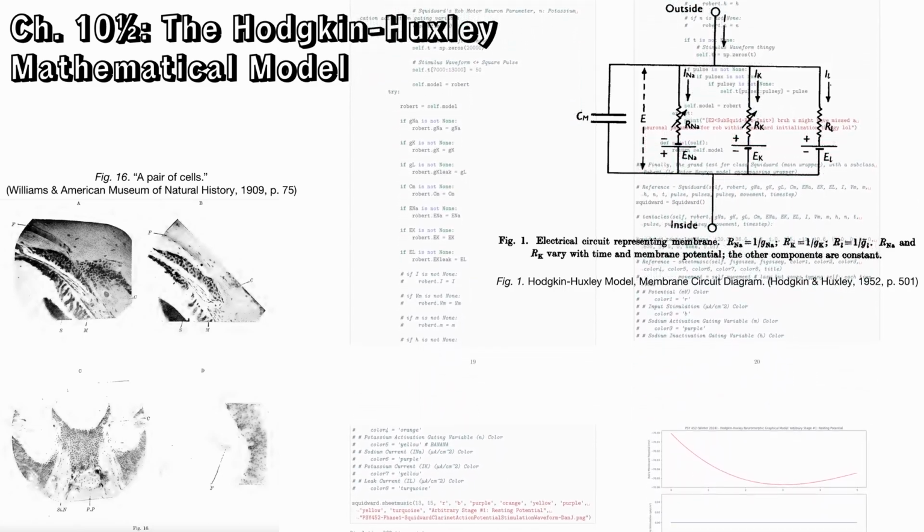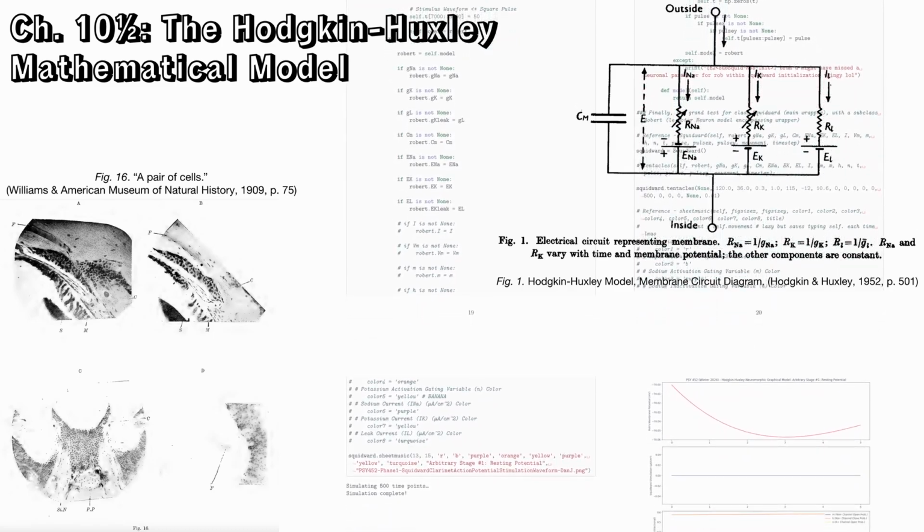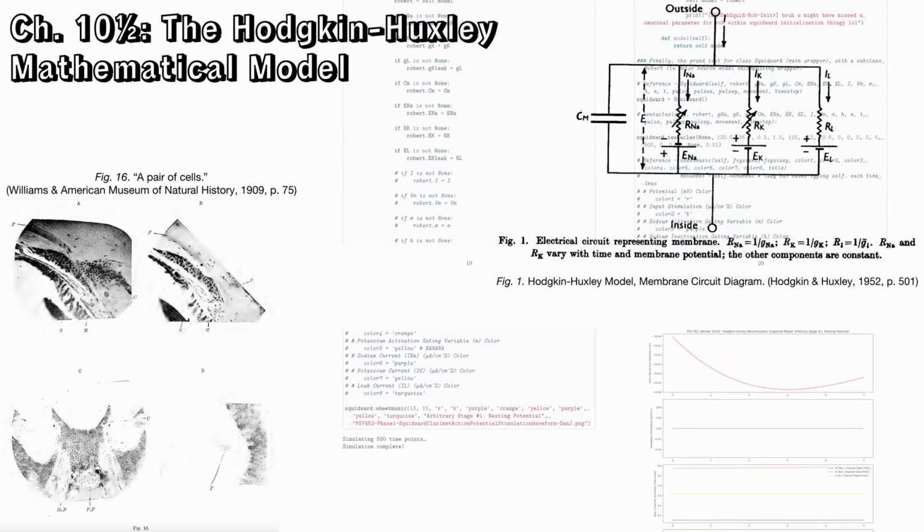Do note, the giant squid axon refers to the giant nature of the axon cell itself, not that it was sourced from the giant or colossal squid, sadly.